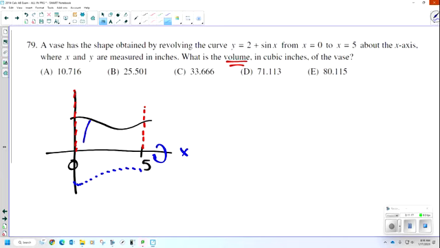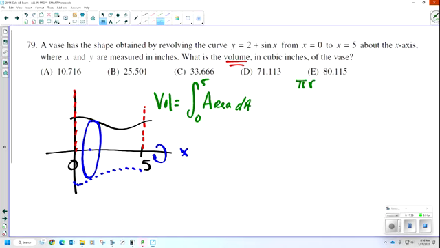I'm going to use circles. Okay, the area of my circle, and I'm going to add up all these circles together. In order to get volume, I need to integrate. Volume is when I integrate area. Don't forget your dummy variable. And I'm going to do that from 0 to 5. But the area of the circle is pi r squared.